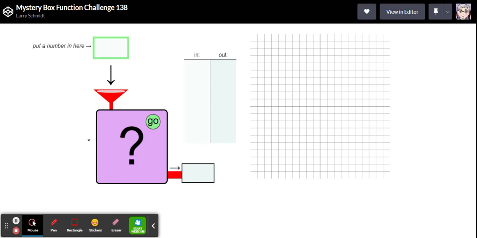Hello everybody and welcome to another mystery box function challenge. In this purple mystery box we have some math and your challenge is to figure out what that math is. You can try this out using the link in the description, and then when you've got an idea, come on back and see if we get the same thing.